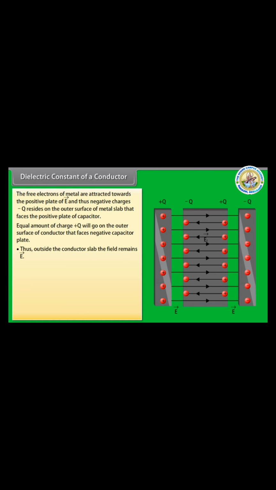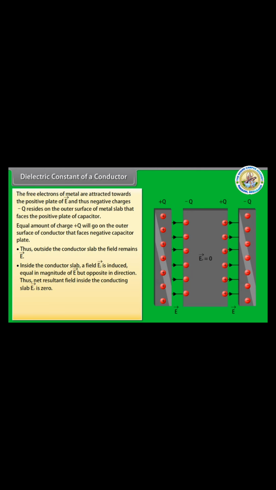Thus, outside the conductor slab the field remains E. Inside the conductor slab, a field E I is induced, equal in magnitude to E but opposite in direction. Thus, the net resultant field inside the conducting slab E R is 0. It gives E upon E R is equal to K, which is equal to infinity. Hence, the dielectric constant of a metal is infinite.